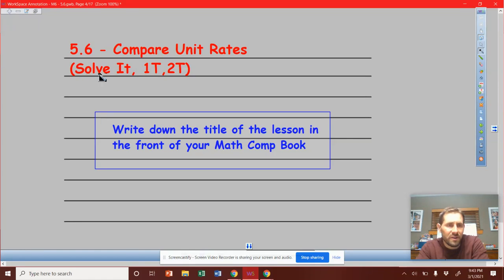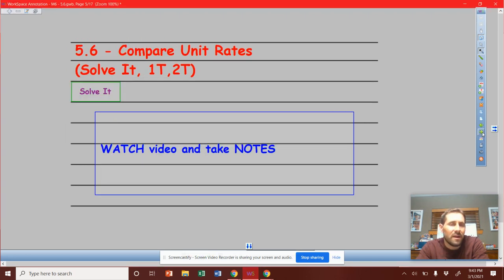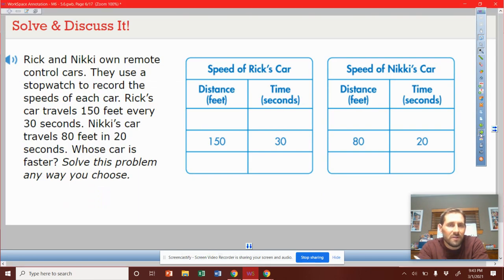Hopefully you typed your notes. You'll see we have a solve it, 1 and try it, 2 and try it. There is no 3 and try it. So hopefully that will save us some time today. So let's jump into our solve it.